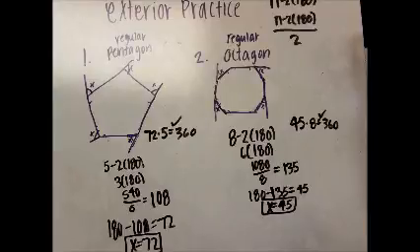For the regular octagon, you do 8 minus 2 times 180, which is 6 times 180, which is 1080. Divide that by 8 and you get 135. And then you subtract 180 minus 135 and you get 45. So x equals 45, and you check that by doing 45 times 8 equals 360.